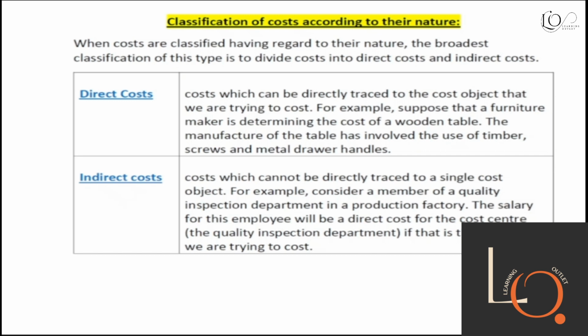So what we learned in this lesson is that for a management accountant to make good decisions, he will have to know what the costs are. And to understand these costs, you can divide them into different categories based on behavior, based on elements, and based on nature.